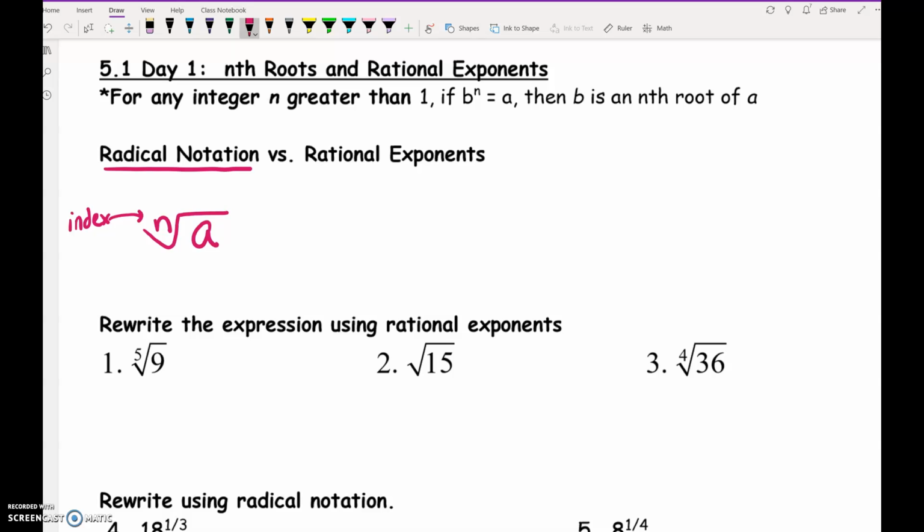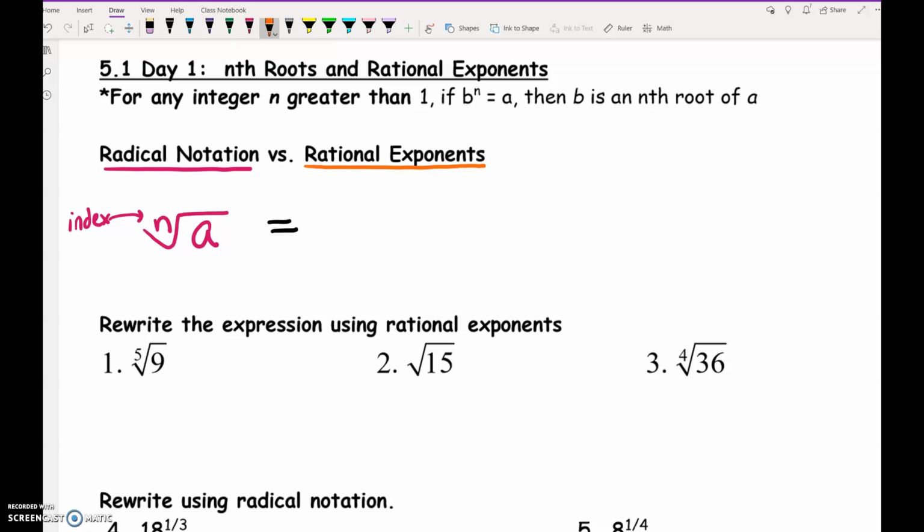A square root undoes an exponent of 2. A cube root undoes an exponent of 3. A fourth root undoes an exponent of 4, and so on. So if you have 2 to the fourth is 16, so the fourth root of 16 is 2. They undo each other. You can also write this as a rational exponent.